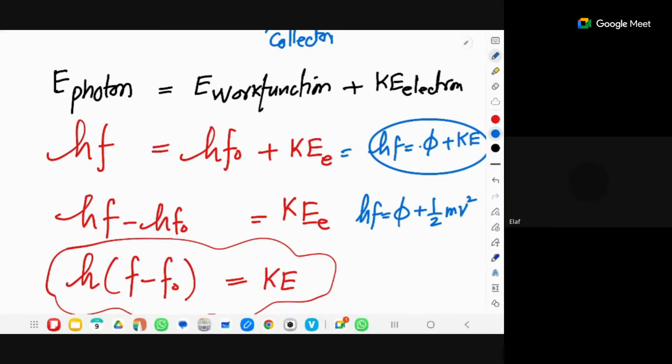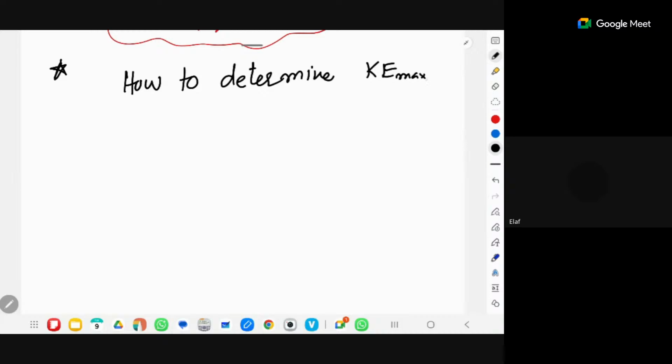So you will have plenty of calculations for this. How to calculate the maximum kinetic energy, or how to determine the KE maximum?